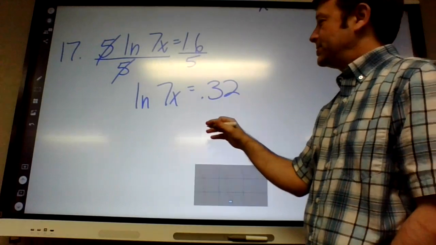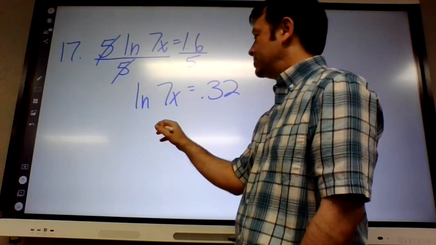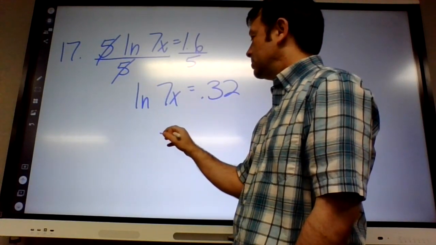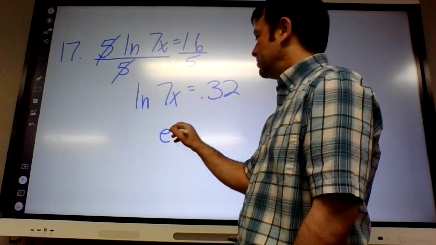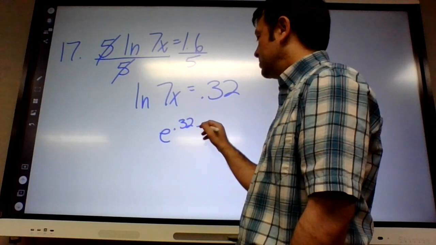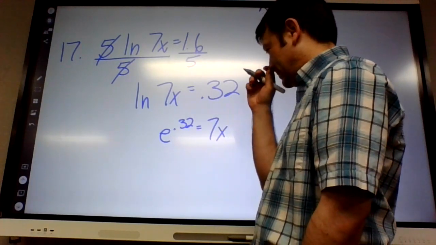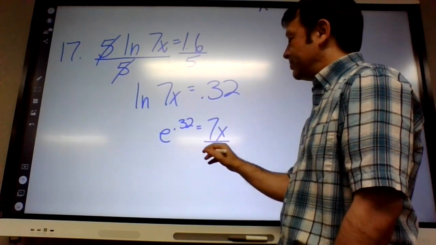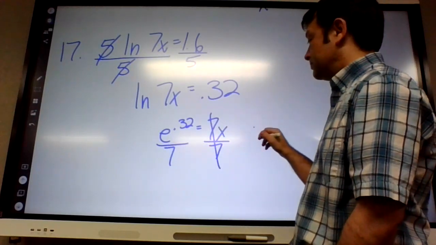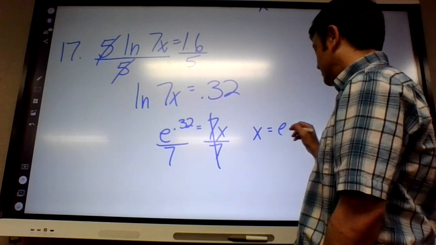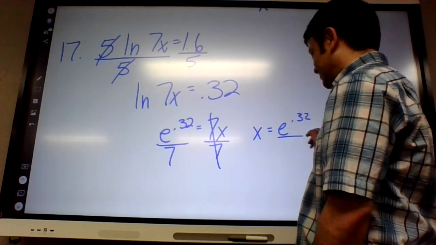Okay, and then what's this as an exponential equation? e to the 0.32 equals 7x. So the exact answer would be, divide by that. Mark it. Give me a moment.